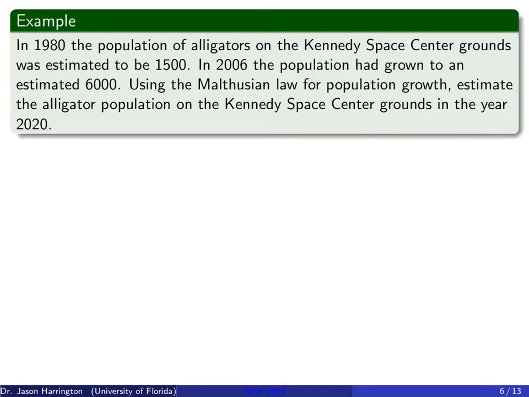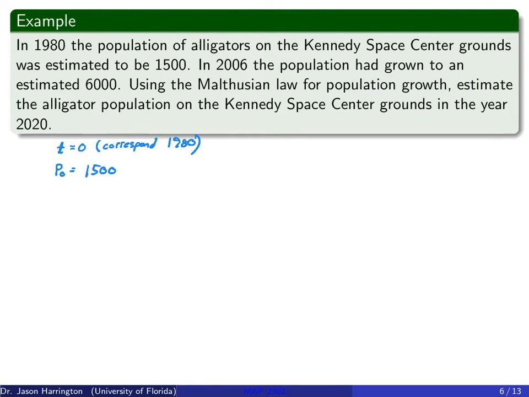Okay, so in this, what I'm going to do to make my life a little bit easier is when t is equal to 0, that's going to correspond to 1980. That'll make the calculations a little bit easier. And I also know that in that particular year we had 1,500. Okay. And the population had grown to an estimated number in 2006.